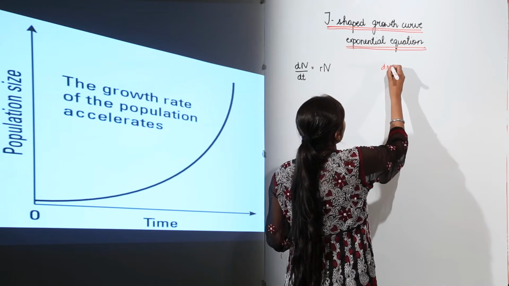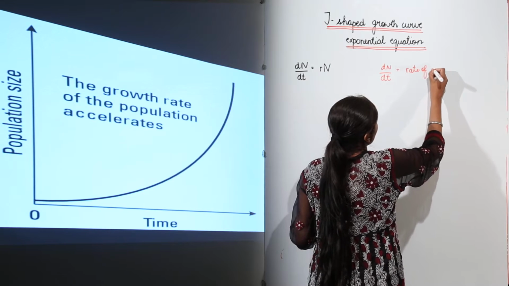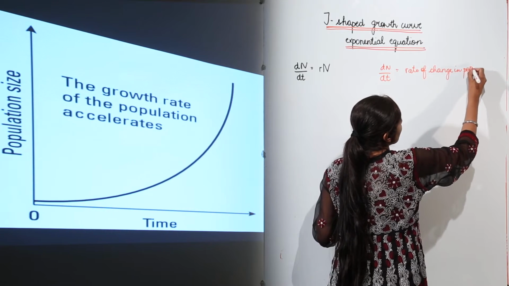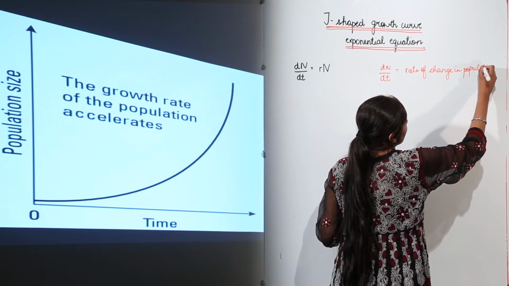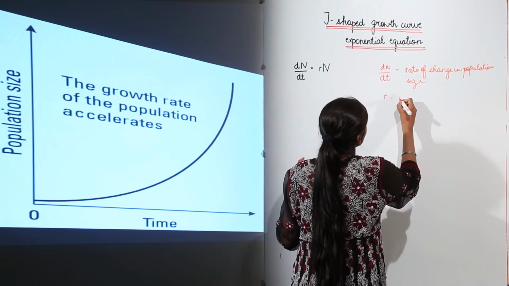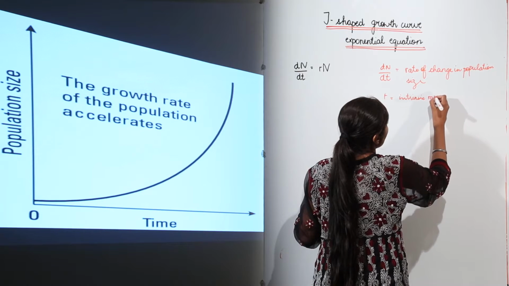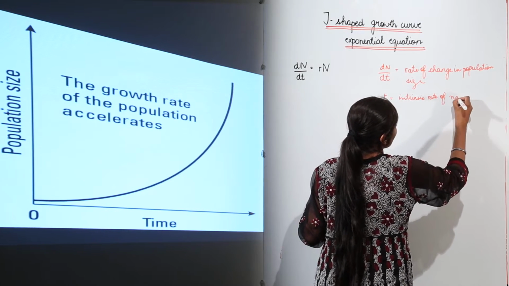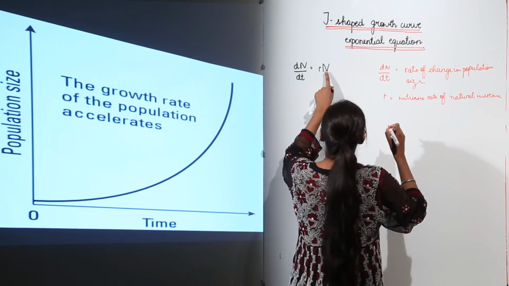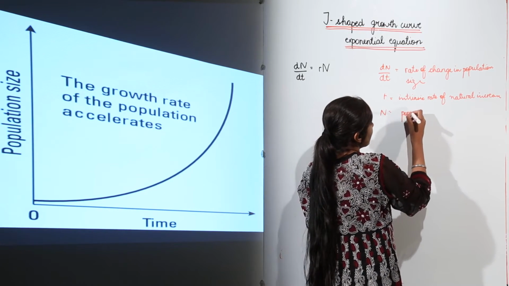Well, dN/dt refers to the rate of change in population size. And this r refers to the intrinsic rate of natural increase, and this N refers to population size in general.